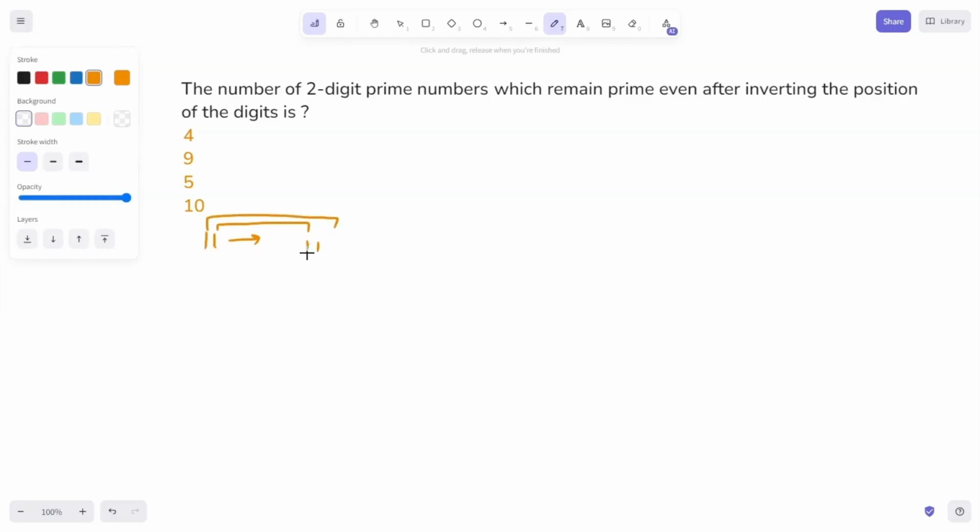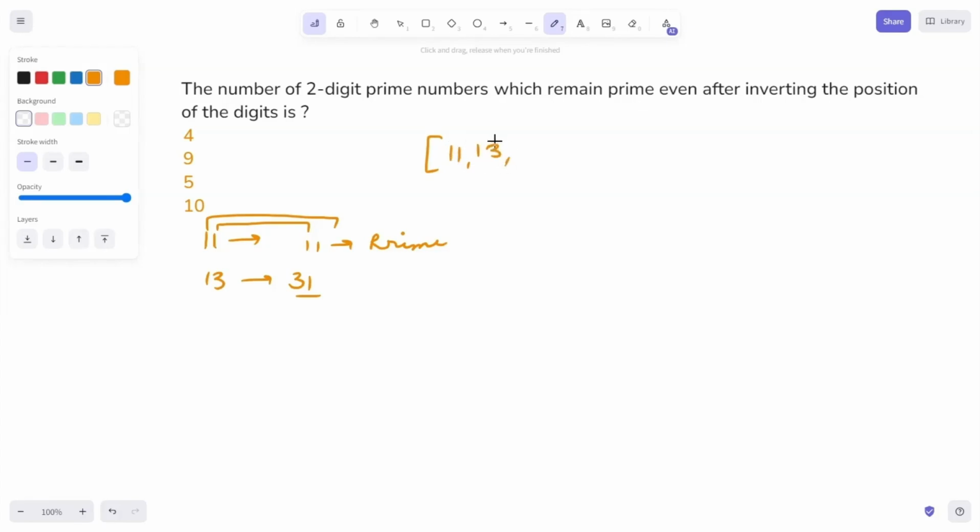So if I invert the digits of this number, it remains a prime number. Okay, so the next prime number is 13. If I invert the digits of 13, it becomes 31, and 31 is also a prime number. So 11 is a prime number, and 13 is a prime number, and if we invert the digits of these prime numbers, the resultant value will also be a prime number.